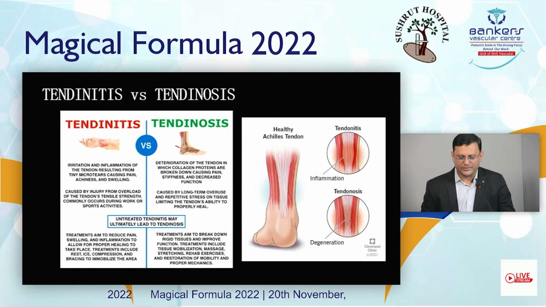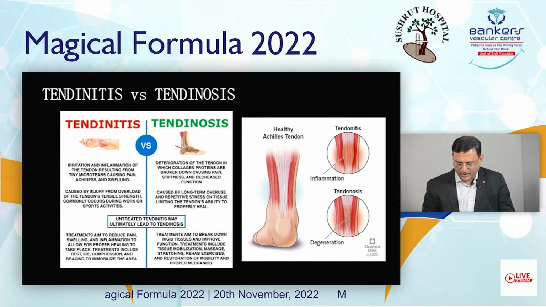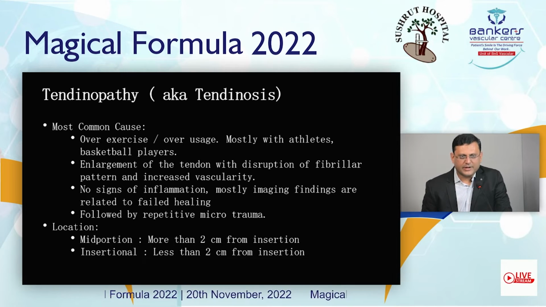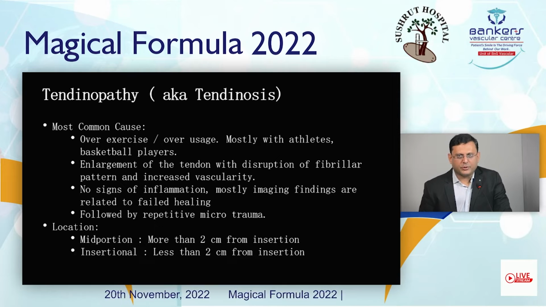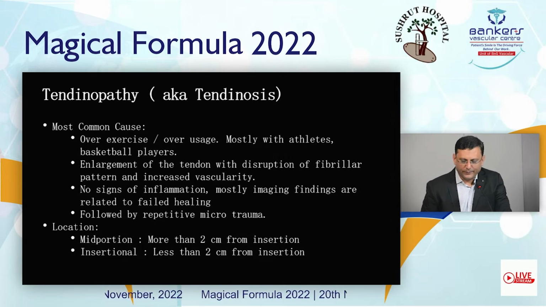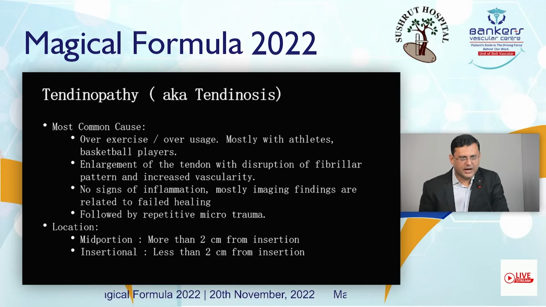Sometimes tendinitis, if it is not treated, gets converted over a period of time into tendinosis. For tendinosis or tendinopathy, the most common cause is over-exercise or repeated trauma to the tendon, and not just acute trauma. It is particularly seen in athletes or basketball players, where there is enlargement of the tendon, disruption of the fibrillar pattern and increased vascularity within the tendon.